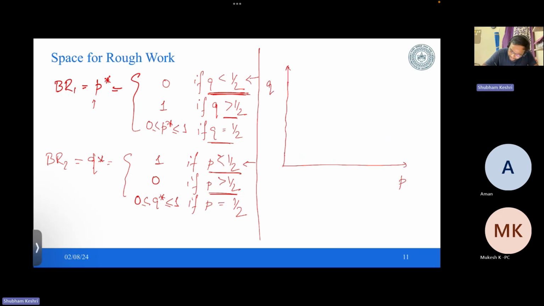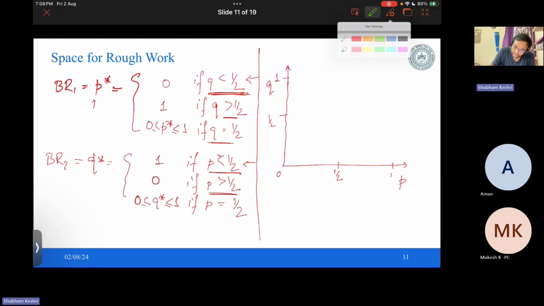This is p, this is q, this is 0. So I'll just draw half and 1. These two values again, half and 1. Now I'll take a different color. When q is less than half, p is 0. When q is greater than half, p is 1. And when q is half, p can take any value. So this is the best response of player 1.